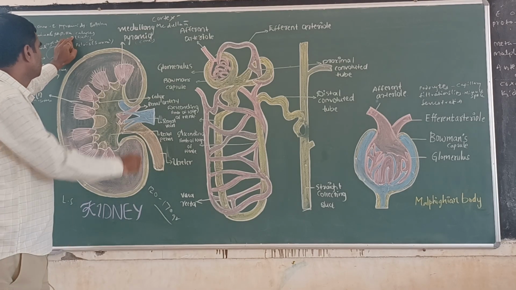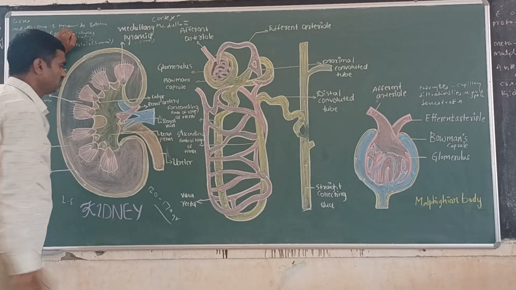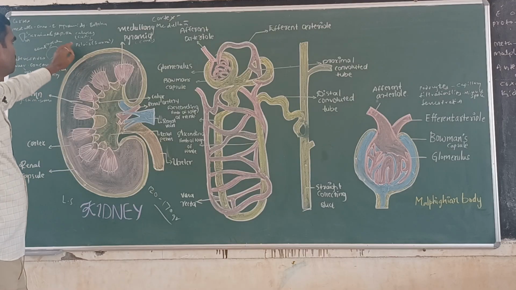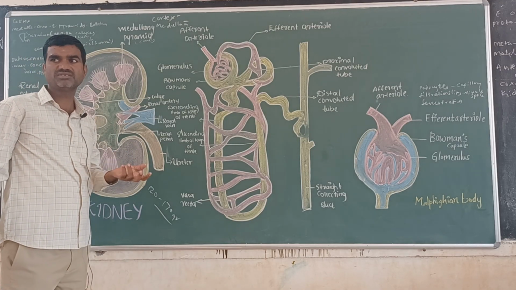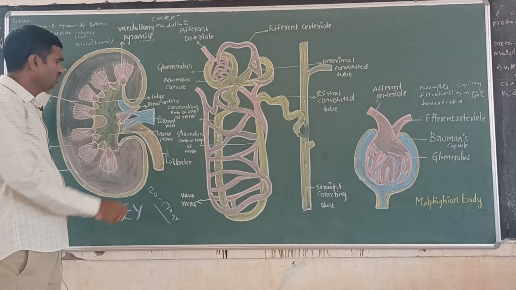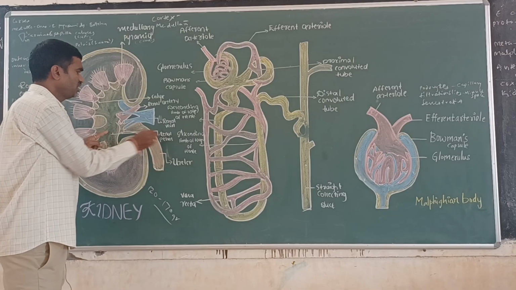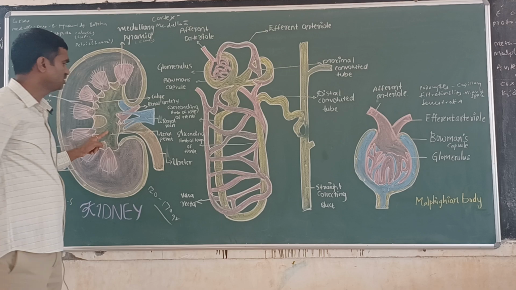Some cup-like structures are forming here. What are these cup-like structures called? Renal calyces. From the renal calyces, a funnel-shaped structure extends. What is this funnel-shaped structure called? The renal pelvis. These are called the renal pelvis, a funnel-shaped structure.